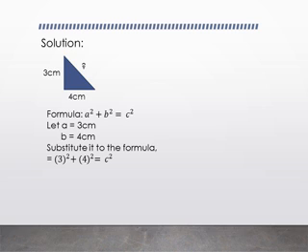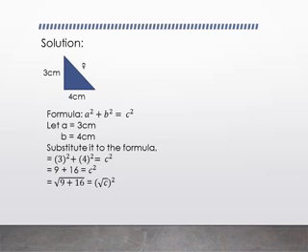We have 3 squared plus 4 squared is equal to c squared. Since c is our hypotenuse, we need to find the value of c. Simplifying, 3 squared is equal to 9 and 4 squared is equal to 16. And let's simplify the equation. Since it has the power of 2, we need to square root the left side.